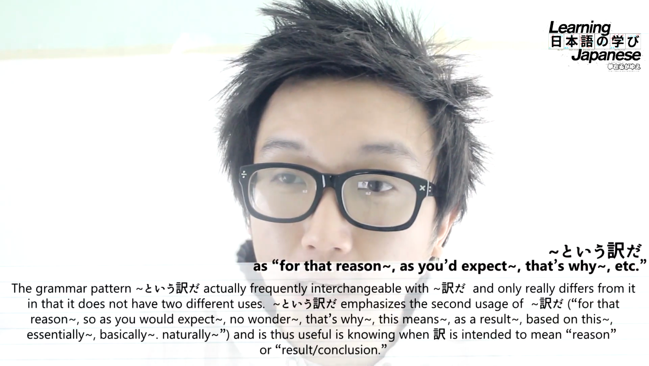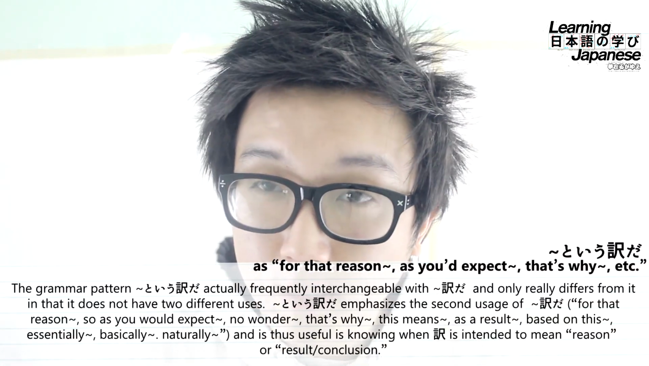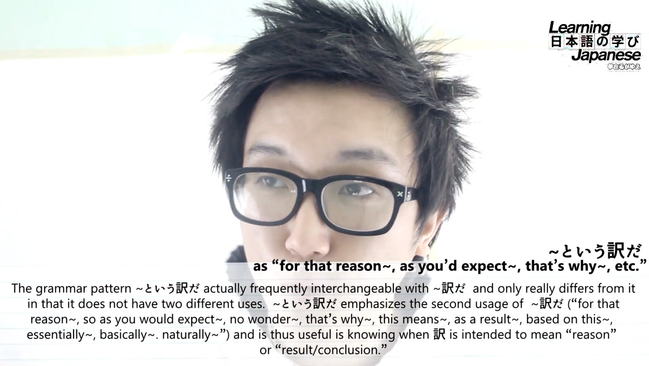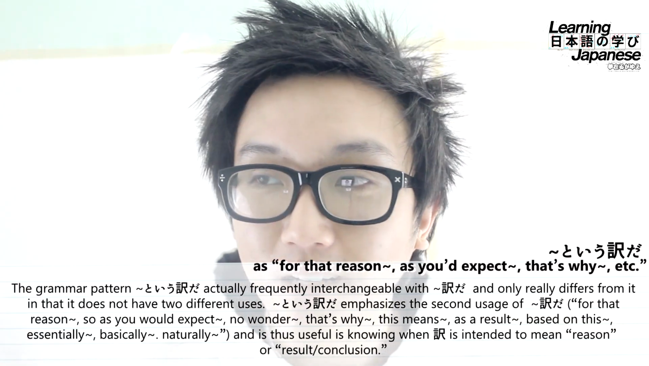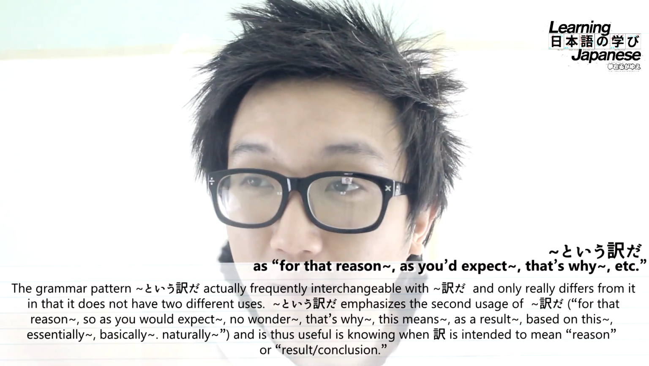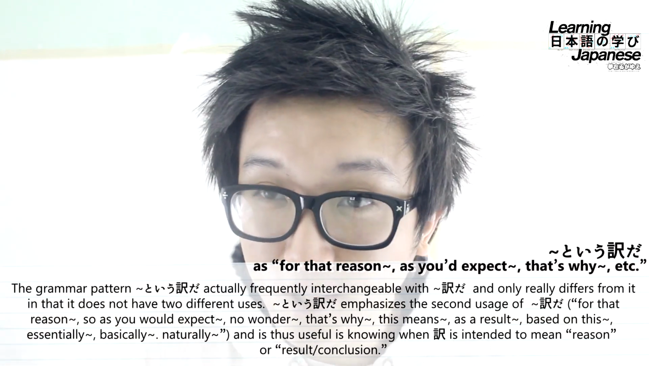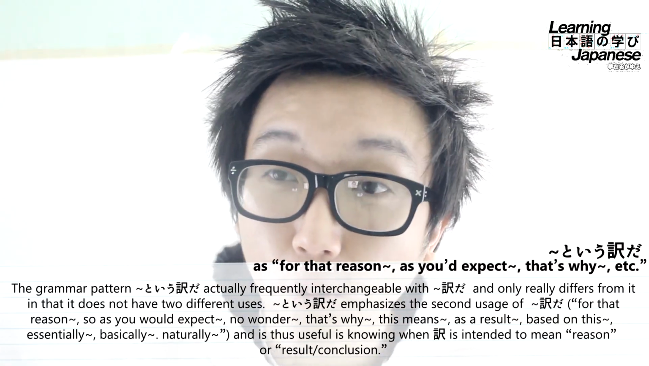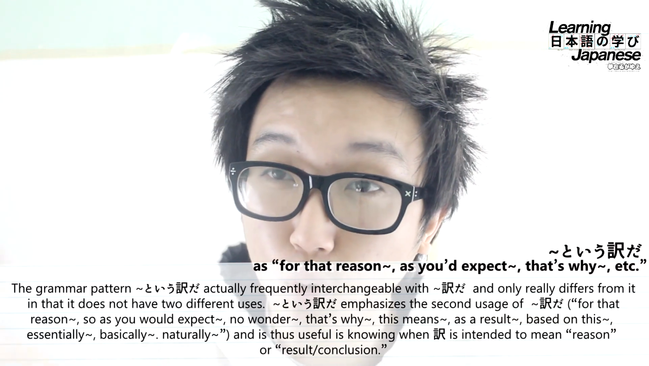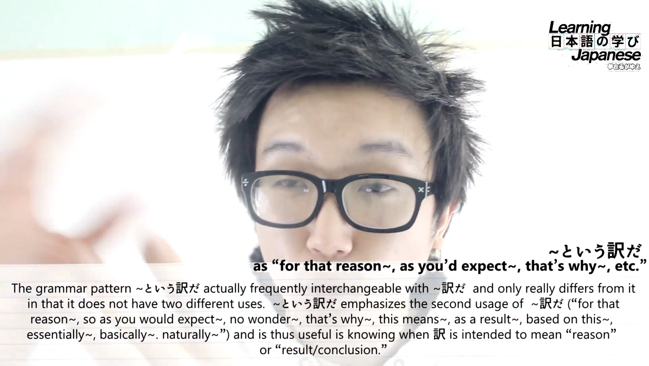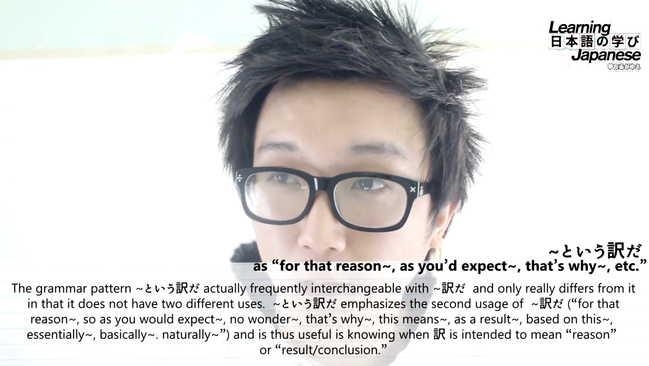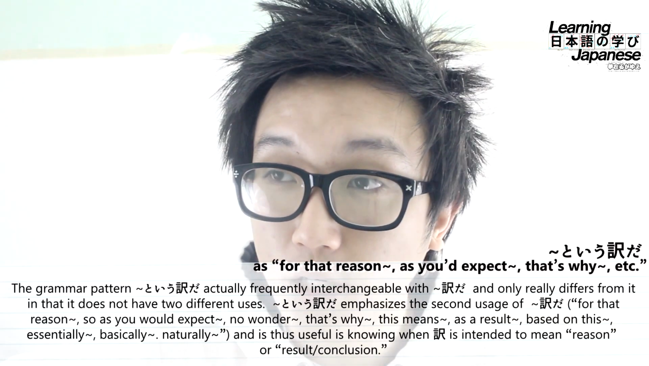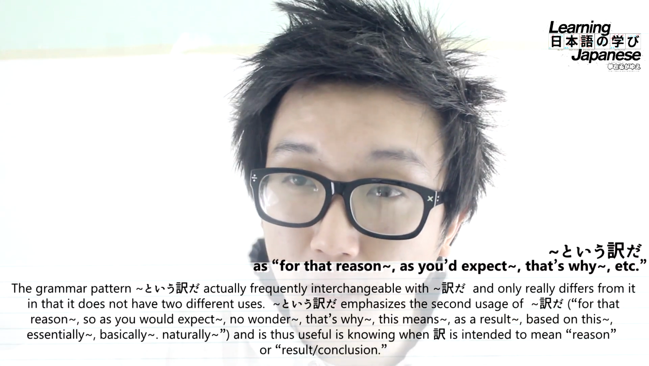So the toiu wakeda grammar pattern is going to have the same definition as the wakeda grammar pattern in that it can translate to no wonder something, as you'd expect something, essentially something, basically something, naturally something, as a result something, etc. In a sense, because in our previous video we said that wakeda, the grammar pattern, has kind of two definitions. The one where we're using wake as a reason, and the other one, the more common one, where we're using it as a conclusion based on context information, or a result, or a situation based on context information.